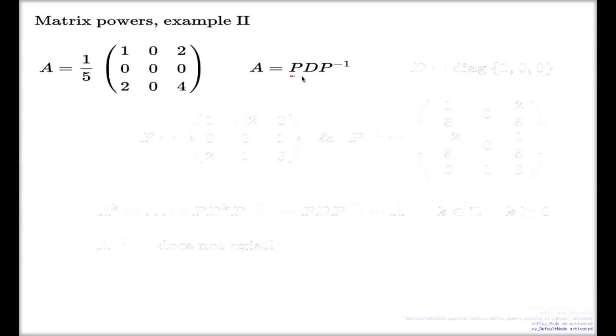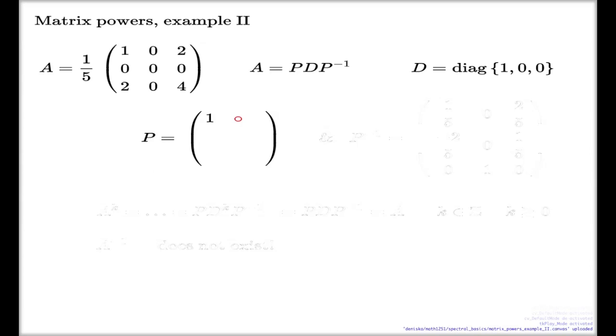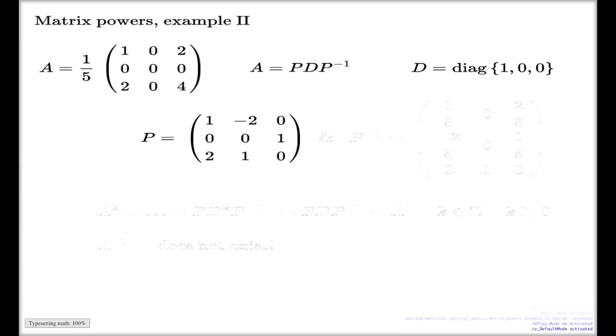And the pair of P and D, for this matrix, it was like this. D was the diagonal with the entries 1, 0, 0. That was the choice of D, which worked. And P, it was like this. It was 1, negative 2, 0, 0, 0, 1, 2, 1, and 0. That was the choice of P.